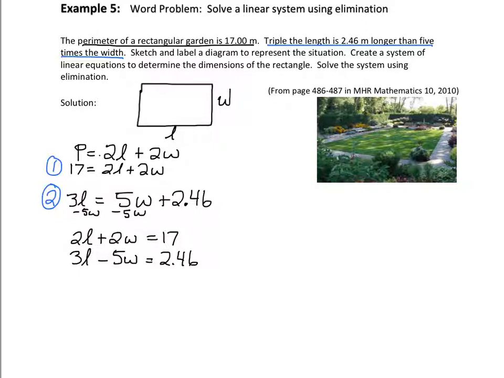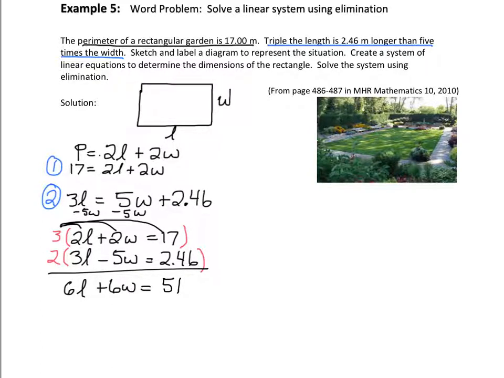Step 2 is to multiply the equations to get the coefficients in one of the variables to be the same or opposite. So I'm going to just pick the L variable to eliminate, and the lowest common multiple of its coefficients is 6. So the lowest common multiple of 2 and 3 is 6. So I multiply my first equation by 3 and my second equation by 2. That will give me my new equations. So remember to use the distributive property and multiply every term by those numbers. I'm going to get for the first equation 6L plus 6W is equal to 51.